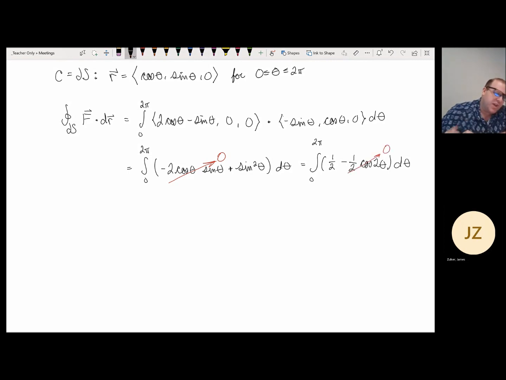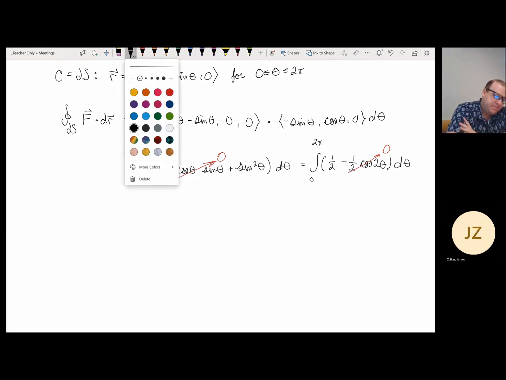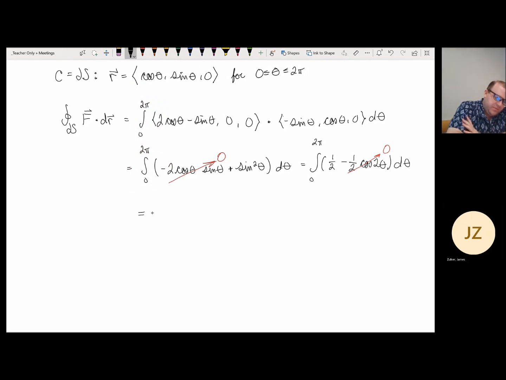Use the reduction identity for sine. 1/2 minus 1/2 cosine of 2 theta. 1/2 of cosine of 2 theta is going to evaluate out to 0 because you're integrating over 2 full periods of it. You're left with pi.